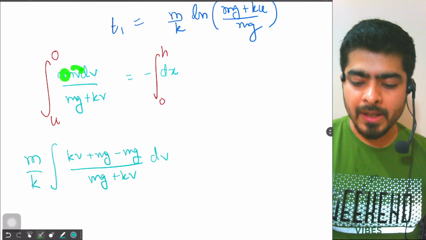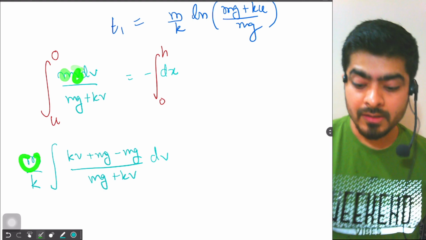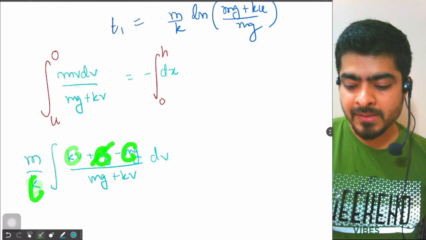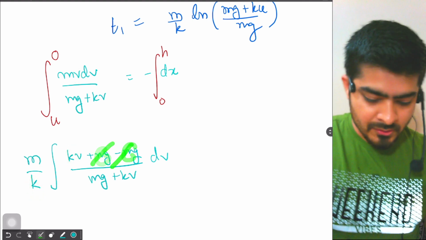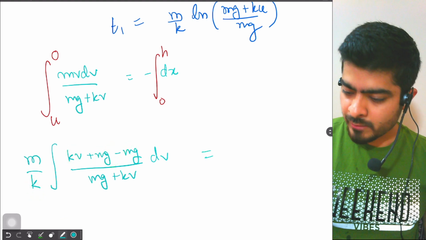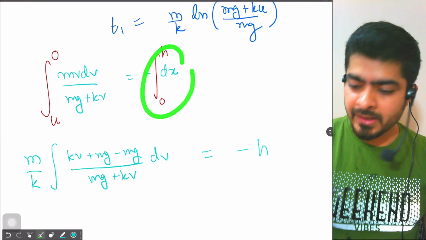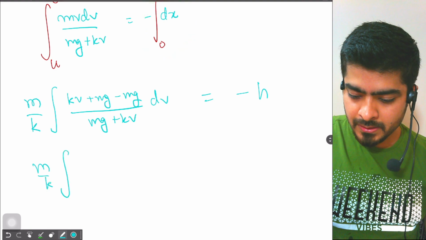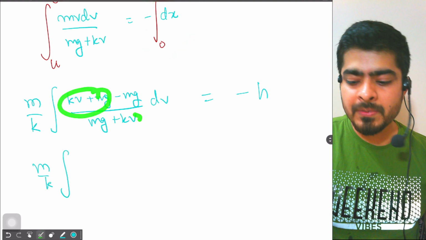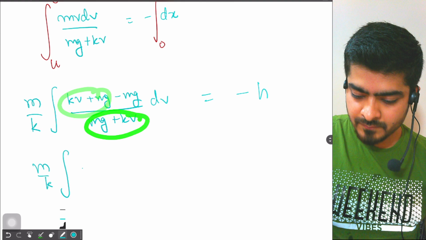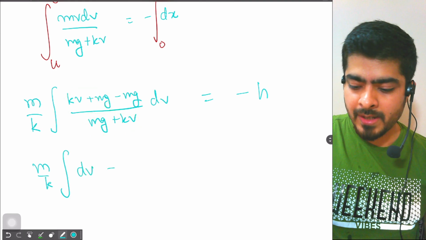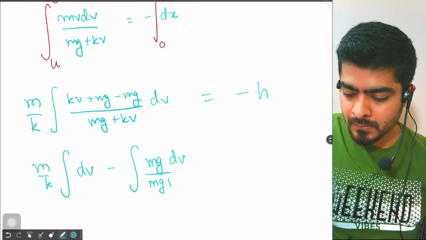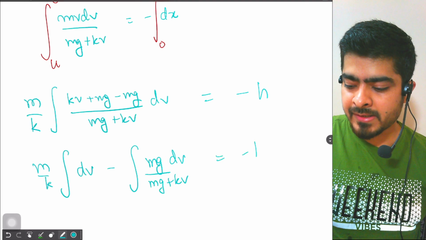Here we have m taken outside, then we have v, so I multiply and divide by k, so I have kv by k, and plus mg and minus mg, basically their sum is 0. Now this equals, on the other side, minus h. So now we have m/k times the integration of (kv + mg) divided by (kv + mg), which is simply dv, minus the integration of mg dv by (mg + kv), equal to -h.